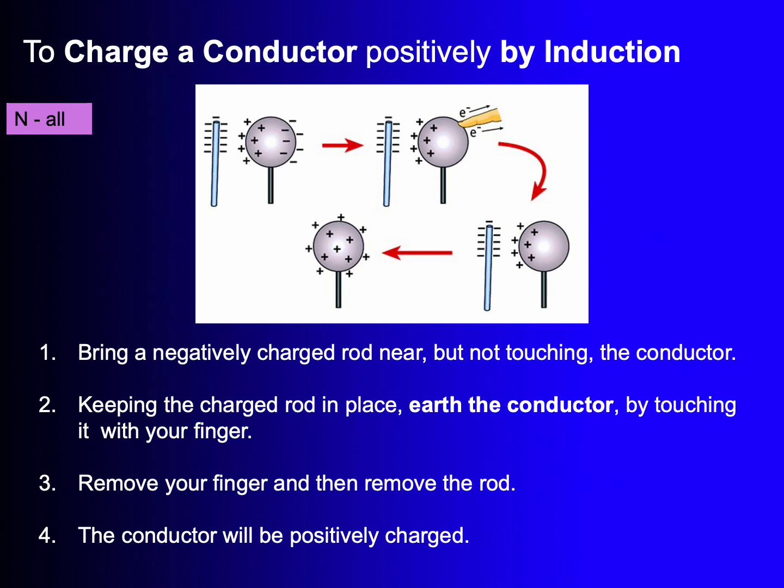Yeah. So you're grounding it, you're a conductor, aren't you? So those electrons are going to move through you back down to Earth. We're taking them away from the sphere, aren't we? They've been removed. So next step then, keeping the rod in place, if you remove that earthing connection, you remove your finger and then remove the rod, we're left with an overall just those positive protons left.